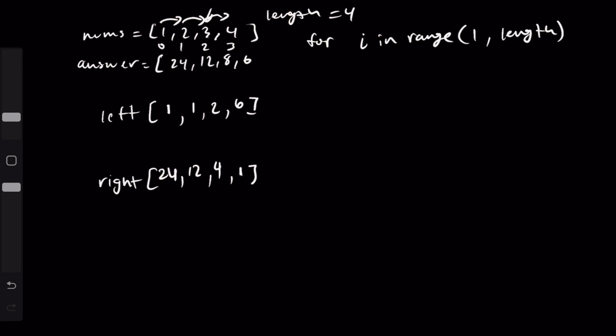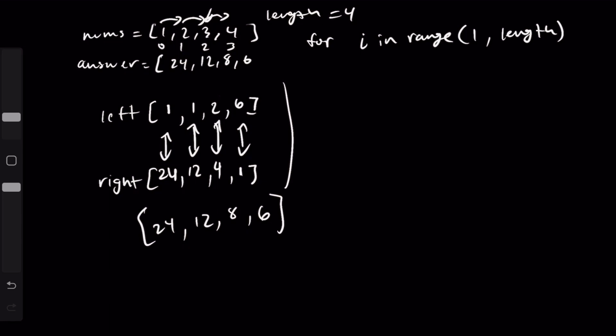And that's pretty much your answer, except lastly, you multiply the two arrays by each other. So 24 times 1 is 24. 12 times 1 is 12. 4 times 2 is 8. And then 6 times 1 is just 6. And as you can see, this is the same over here.